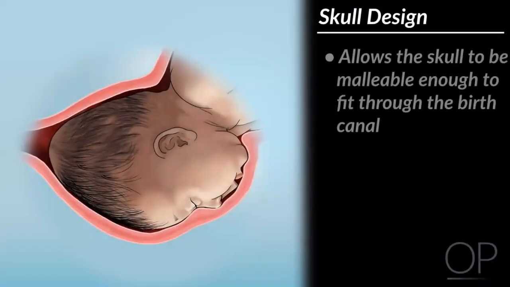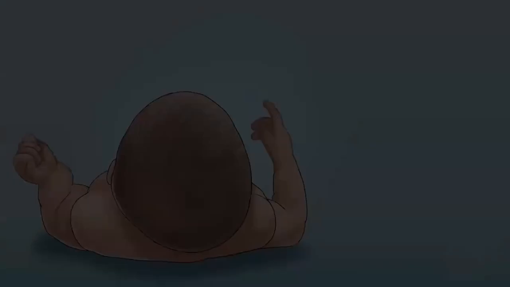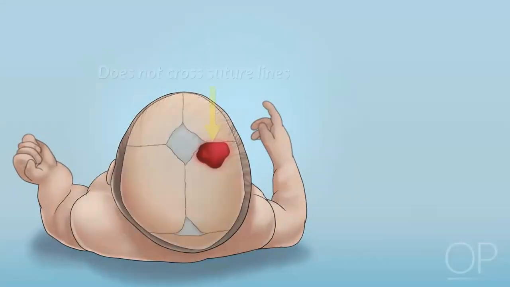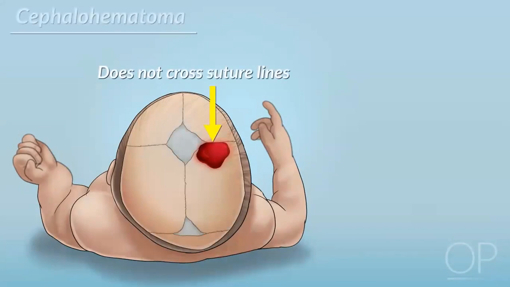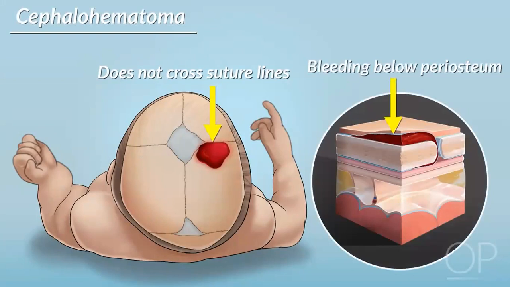This design allows the skull to be malleable enough to fit through the birth canal, which often leads to a temporary deformation called molding. Check the infant's skull for bruising and swelling. A bruise that doesn't cross the suture lines is called a cephalohematoma, which is caused by bleeding below the periosteum and is more common in births assisted by a vacuum or forceps. These infants are at increased risk of jaundice due to the breakdown of hemoglobin as the bruise resolves.